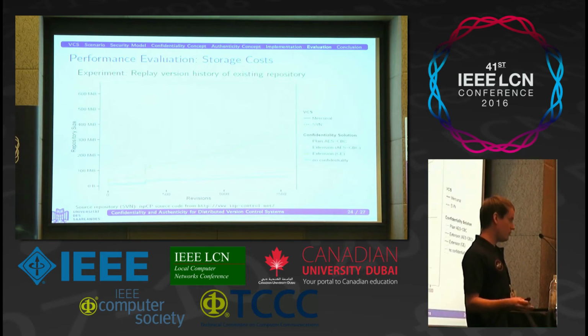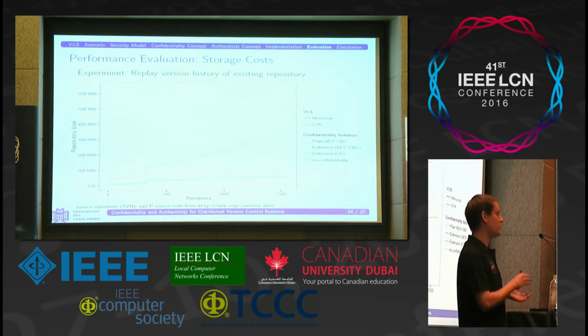Now, to get a feeling for the storage efficiency of this extension, we have repeated an experiment that had been performed for the centralized version control system SVN before. So we basically replayed the version history of some open source project into a fresh Mercurial repository and measured the storage requirement after each commit.